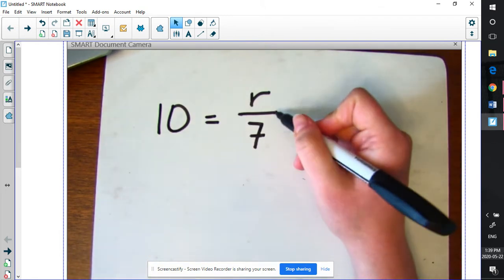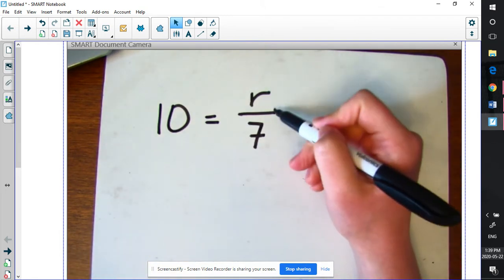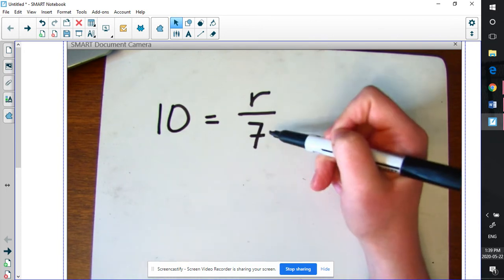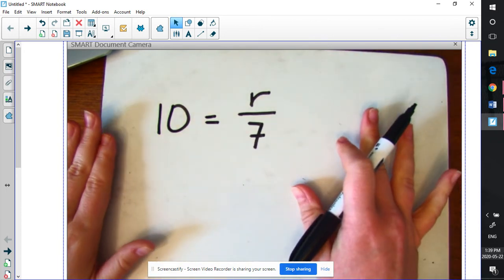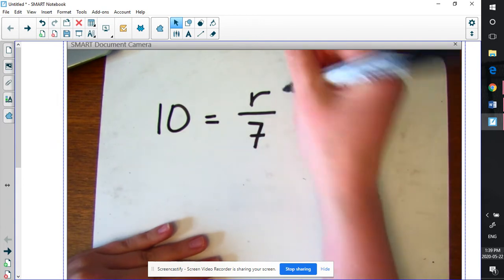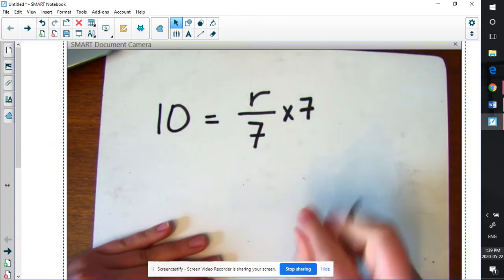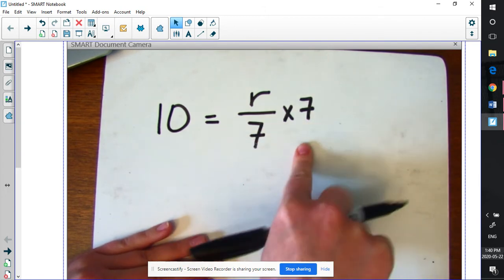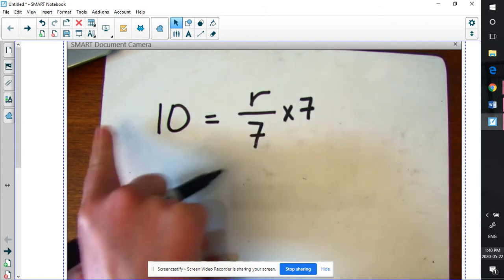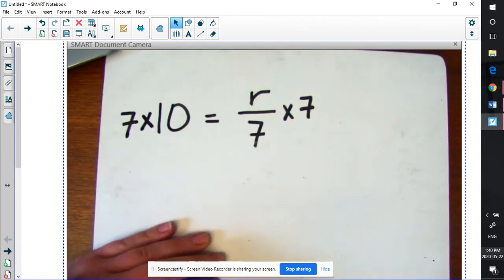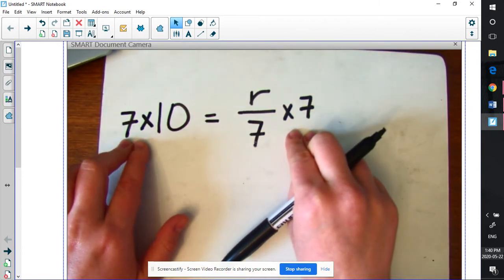So my operation here is division. R over 7. This line and then a number means division. The opposite of division is multiplication. So I'm going to multiply by 7. And we write it just on the outside here. Whatever I do to one side of the equal sign, I have to do to the other. So on the other side, I'm going to do times 7 again. So we always write it on the outsides.